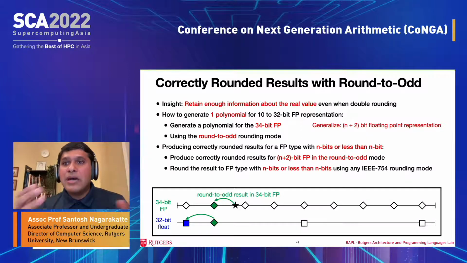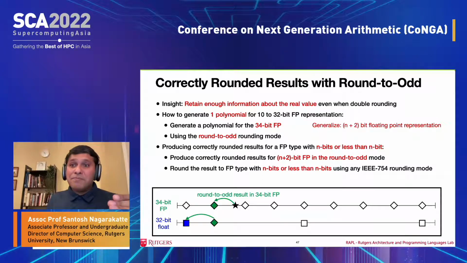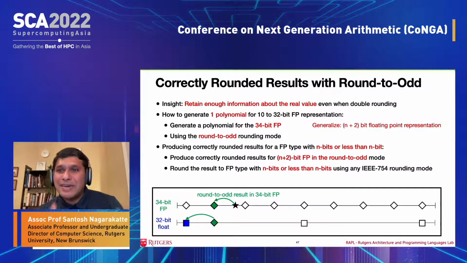Okay, so double rounding is inevitable because you're designing a representation. You're rounding once from real to some finite precision representation. And then you're rounding it back to a lower target representation. So you are going to do double rounding, irrespective of whether you want it or not. But what round to odd ensures is, even when you're double rounding, you're not losing information about the original real value. And that was our insight.